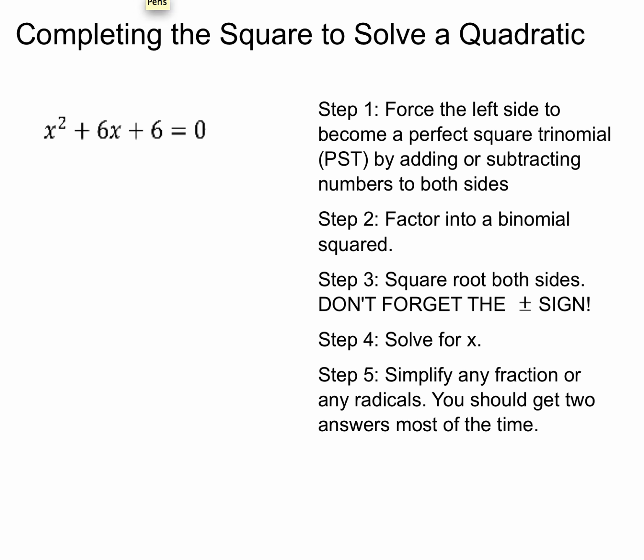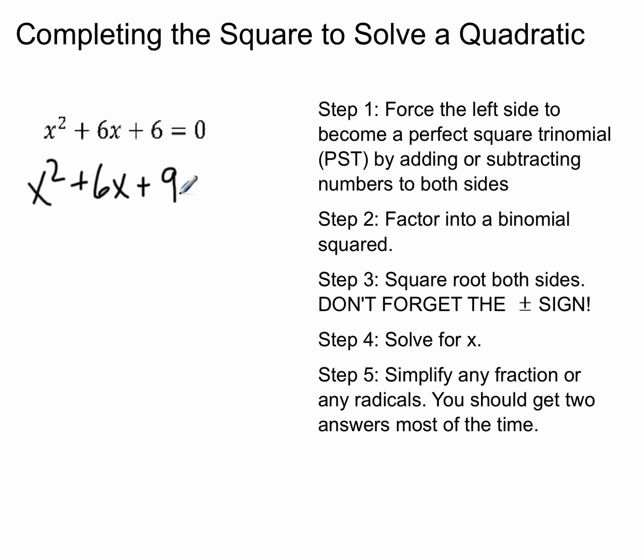Okay, this was the problem I started with at the beginning. X squared plus 6x plus 6 equals 0. Step 1. Force the left side to become a perfect square trinomial, PST, by adding or subtracting numbers to both sides. I know x squared plus 6x can be one, but 6 is not the right number. So I actually want this to say plus 9, because remember, if I double 3, I get 6. If I square 3, I get 9.